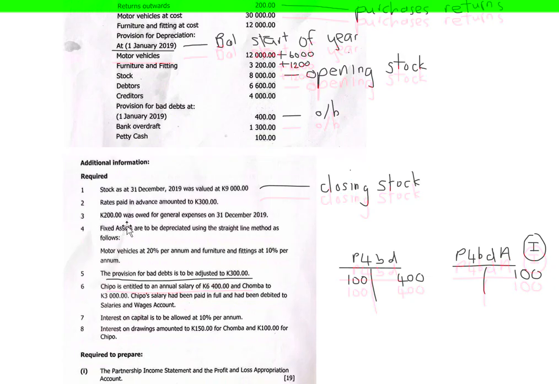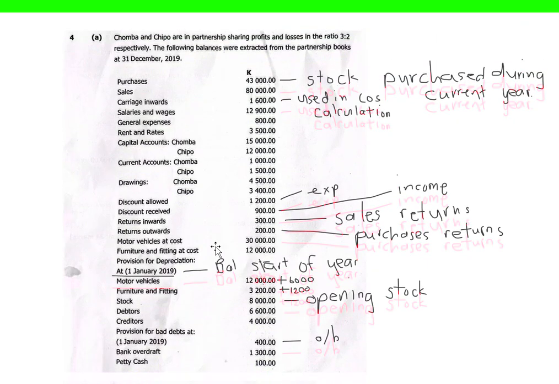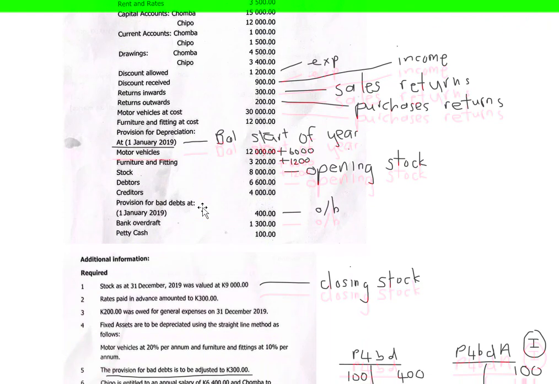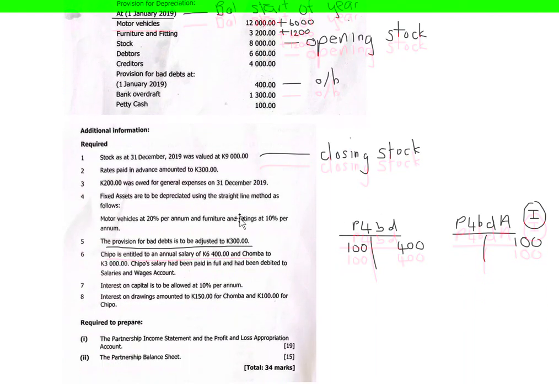There's 200 that was owed for general expenses on the 31st of December. So our general expenses account is too small. There should be another 200 Rand. I'm saying it again, Rand. So it's kwacha, Elijah. Kwacha. So 200 kwacha needs to be added to the general expenses.